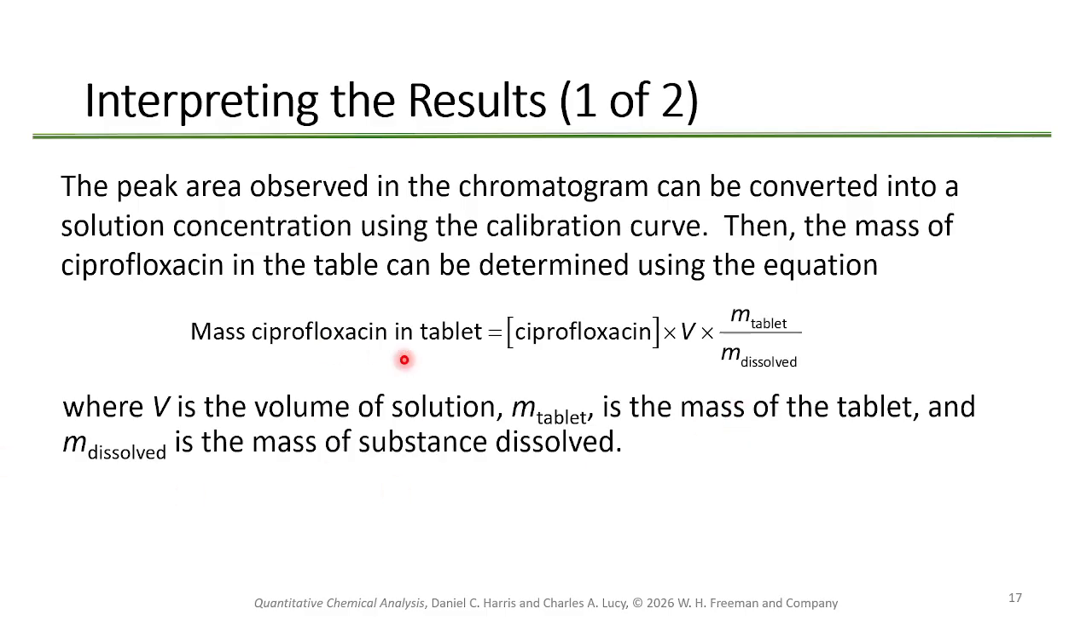So let's talk about interpreting results. The peak area observed in the chromatogram can be converted into a solution concentration using calibration curves. Then the mass of the ciprofloxacin in the tablet can be determined using this equation right here. Does anybody recognize this equation, by the way?